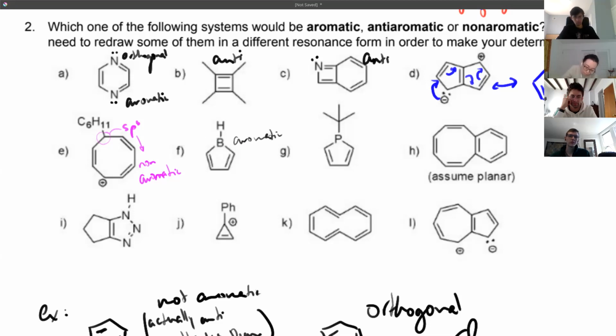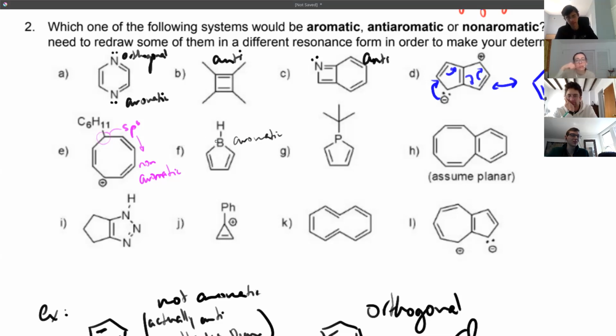Okay. Paul, you're on board? Yep. Yeah, I'm on board. And I think Sophia? By the same logic, G is going to be the same thing. Okay. Let's stick on F for a moment. Thomas, you're on board? Okay. Yes, because boron can contribute an electron there.